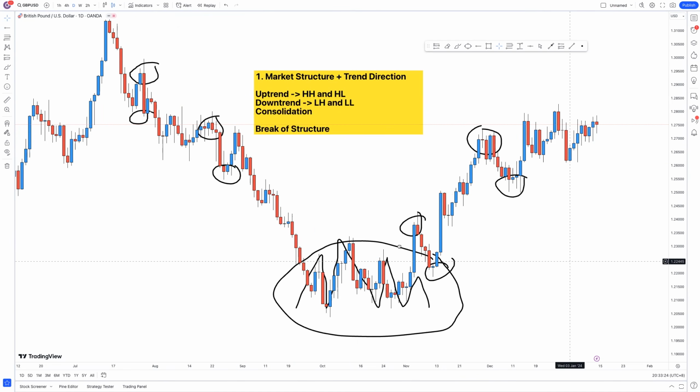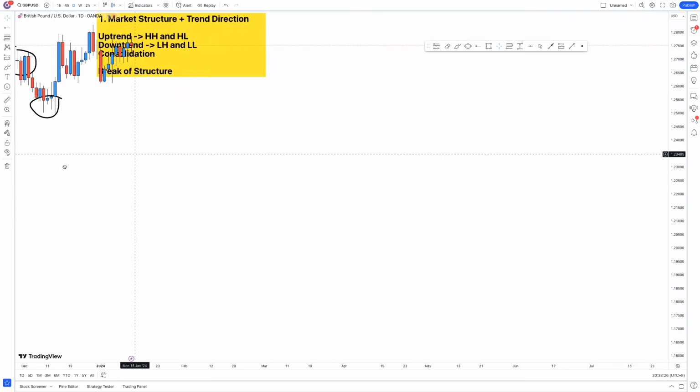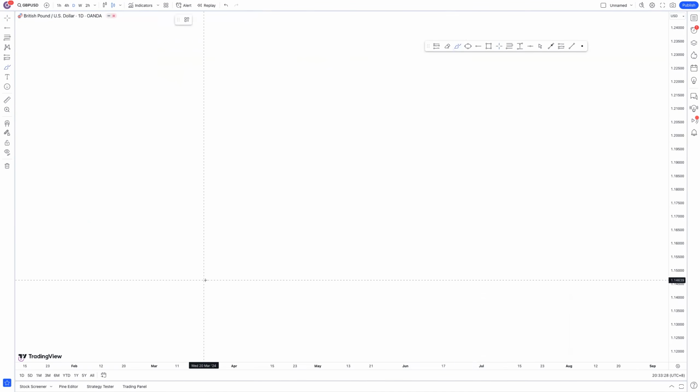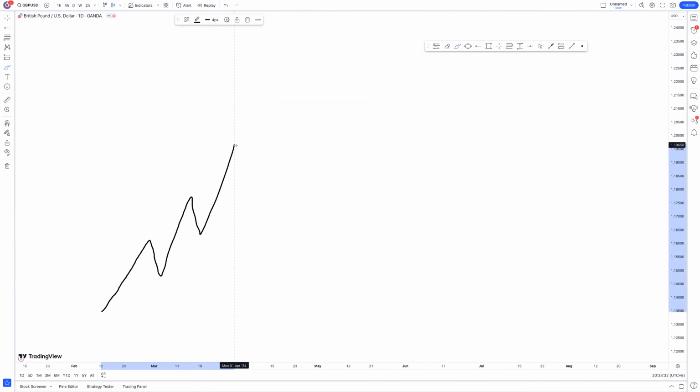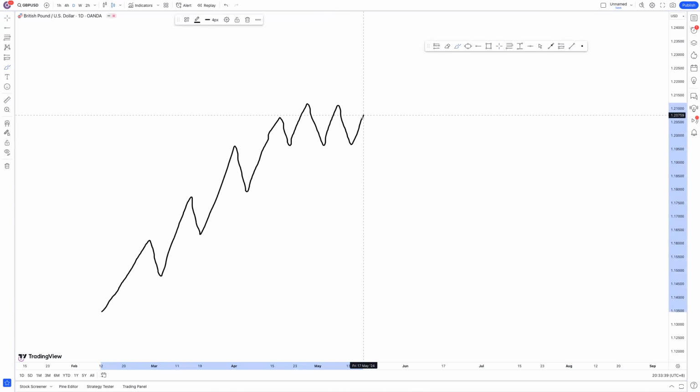So essentially, what is a break of structure? Let's take a look at break of structure. So essentially, like I said, let's say price is creating an uptrend like this. Higher highs, higher lows. Very beautiful higher highs and higher lows. At some point of time, price will start losing steam. You can see price starts losing steam and it starts consolidating, right?